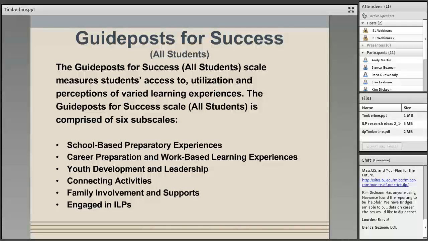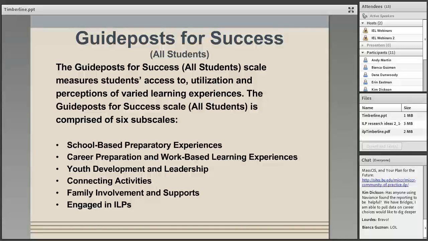They need the academic prep, which we call today college readiness. They need the career prep and work-based learning. Youth development and leadership is a big issue. The connecting activities, as I said briefly last time, are that ability to know who do I go to for information, who do I go to for resources. Especially for our youth today who are so connected all the time, connecting activities turns out to be pretty important in supporting their readiness to transition. And then family involvement and support is interesting because it's around family involvement in the career decision-making process, so it's very specific around that engagement.